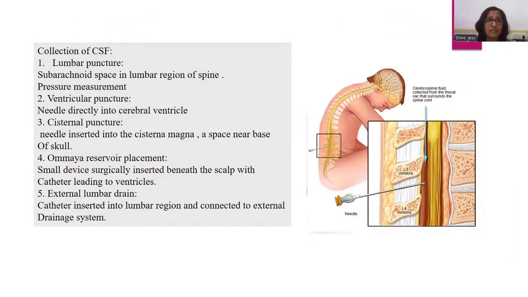The collection of CSF is by lumbar puncture. The subarachnoid space in the lumbar region of the spine is punctured to collect it. In ventricular puncture, what we do is go directly into the cerebral ventricle. And in cisternal puncture, a needle is inserted into the cisterna magna space near the base of the skull. Then Ommaya reservoir placement means a small device surgically inserted beneath the skull with a catheter leading to the ventricles for continuous collection of CSF, and external lumbar drain, that is a catheter inserted into the lumbar region and connected to an external drainage system.